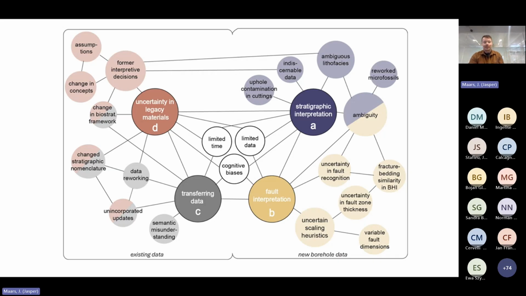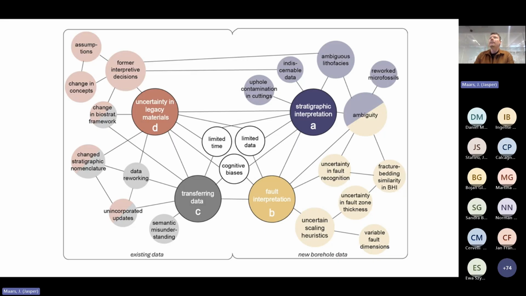Anyway, we tried to categorize them in 4 groups. In yellow, that's one of the cases: interpreting faults. First, you have to recognize the fault. And then secondly, you have to interpret the scale of the fault. Does it have an offset of 10 meters? Or does it have an offset of 100 kilometers or 10 kilometers? Sometimes it's not possible to distinguish even that. There are objective criteria that you can use to make an estimation, but it's simply not possible to be sure without seismics.